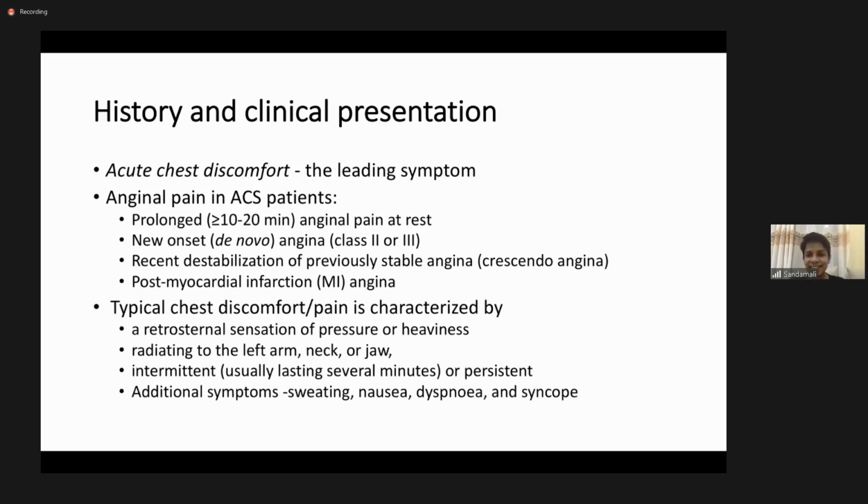As you all know, these things, medical student stuff actually, the typical chest pain is a retrosternal sensation of pressure or heaviness, so it can be a burning type of pain that radiates to arm, neck or jaw or the back, and it can be intermittent or persistent and can be associated with other symptoms like sweating, nausea, dyspnea, syncope, and sometimes they can present with simple shortness of breath as well.